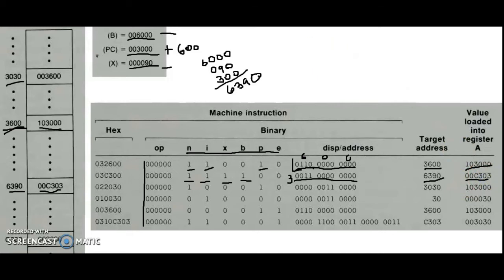So this is the case with all these examples. We consider the third one, n equal to 1 and p is equal to 1. Here one more thing you need to check. All these e bits are set to 0, which means these instructions follow format 3. The last two instructions follow format 4.